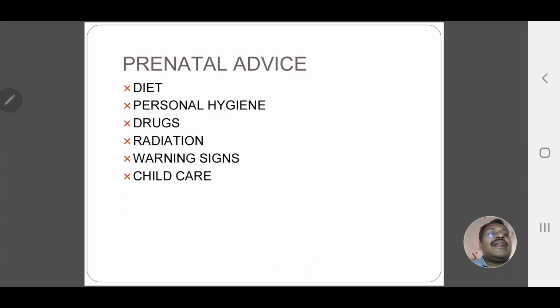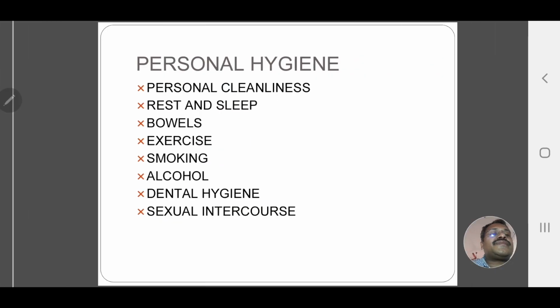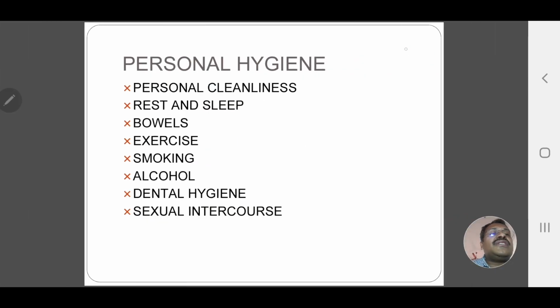Next one is the prenatal advice. So what is the prenatal advice? We have to give advice on diet, personal hygiene, drugs, radiation, warning signs and child care. First one is personal hygiene. In personal hygiene: cleanliness, sleep, 8 hours in the night and 2 hours in the afternoon, regular bowel habits, regular mild exercise, not aggressive exercise, avoiding smoking and alcohol, dental hygiene, and avoiding sexual intercourse during the initial months and the third trimester. So these are all the points for personal hygiene.